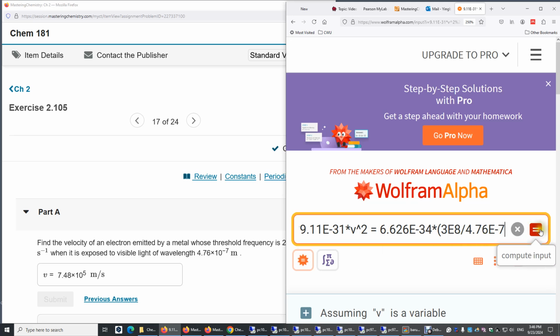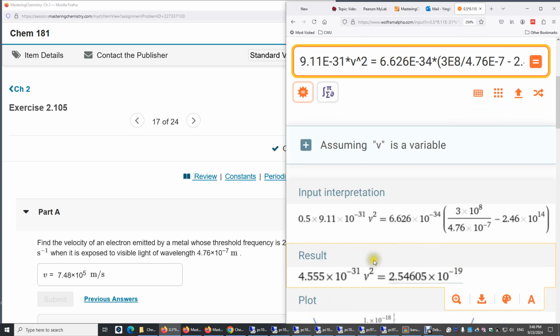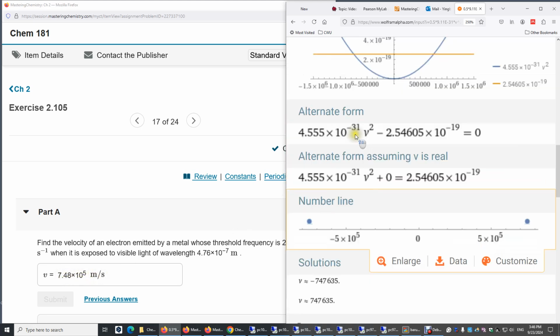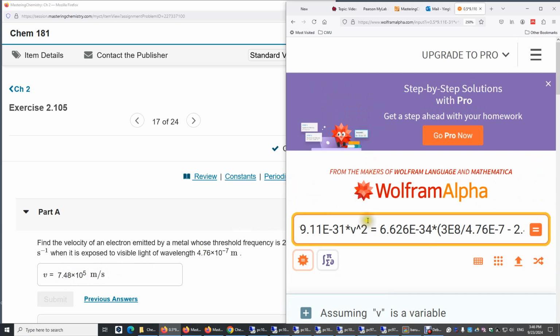Alright, and we can click the equal sign to get the value of V. So over here, 747,635. Over here, we can round it up to 7.48 times 10 to the power 5. So this is how to tackle the problem using Wolfram Alpha.